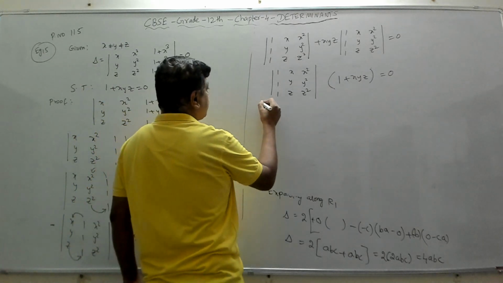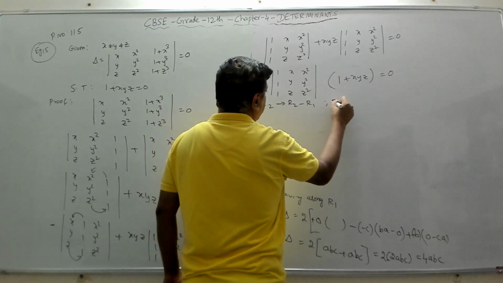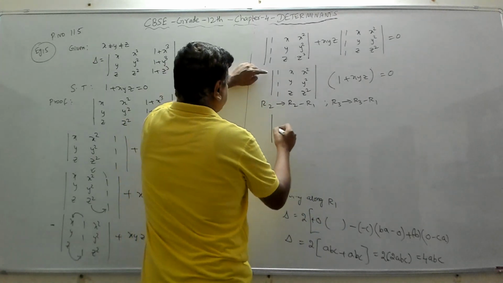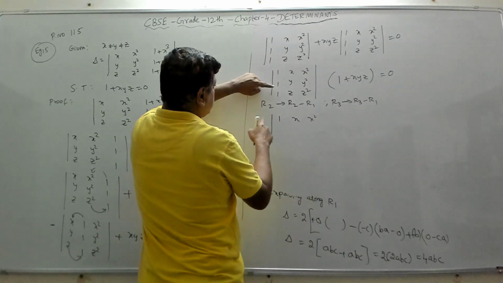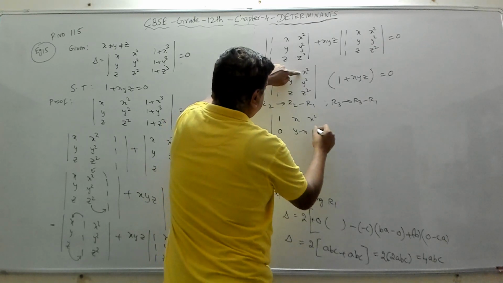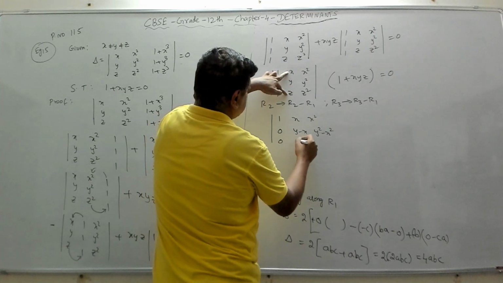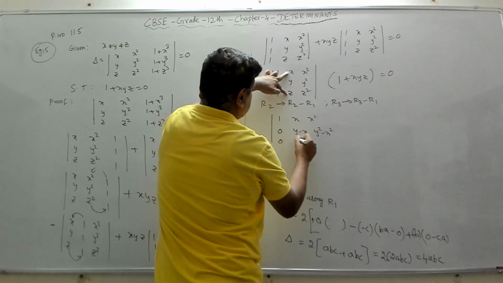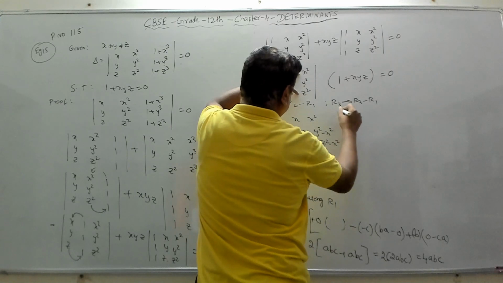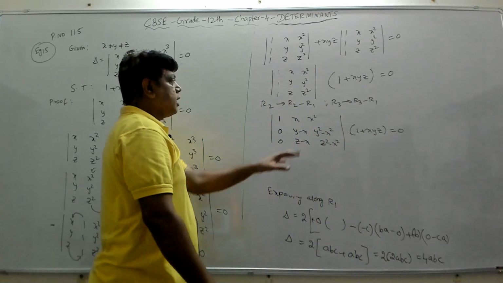So the operation that we are going to apply is R2 implies R2 minus R1 and R3 implies R3 minus R1. If you do this, my first row has no change, 1, x, x square. The second row is R2 minus R1: 1 minus 1 is 0, y minus x, so y square minus x square. Then 1 minus 1, 0, z minus x, R3 minus R1, z square minus x square, into 1 plus xyz is equal to 0. So this I am writing as it is.